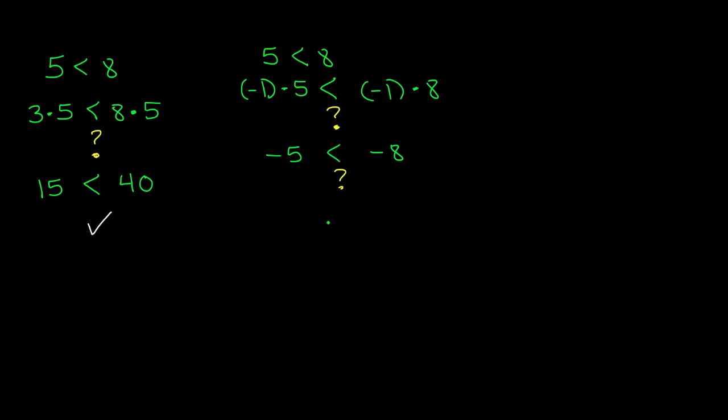No way, right? Here's the real number line. Here's 0. Here's 5. Here's 8. Unfortunately, here's minus 5. Here's minus 8. Minus 5 is not to the left of minus 8. This is completely awful. In fact, what is true is that minus 5 is greater than minus 8.